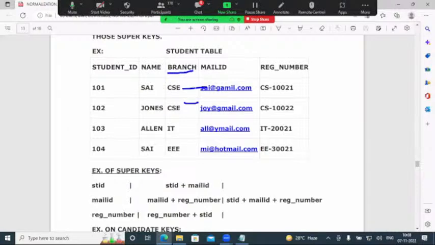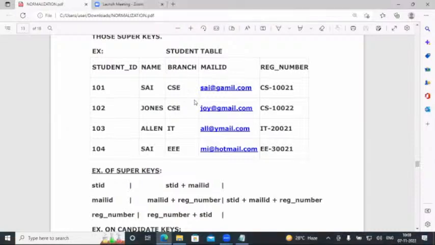First row, second row, identified with the same branch. That means this is a super key? No, this is not a super key.